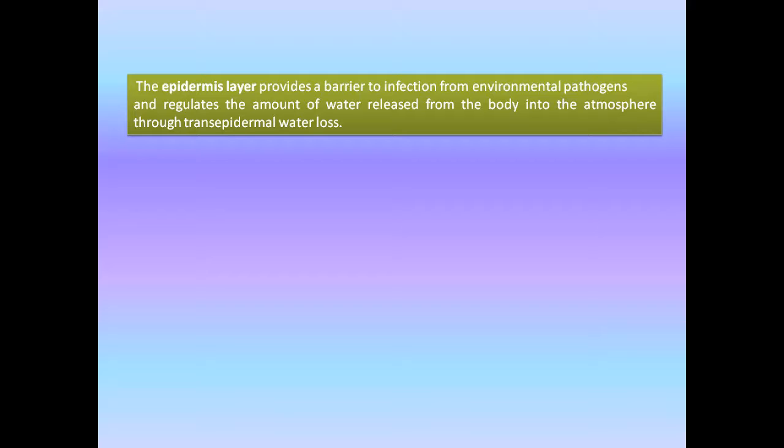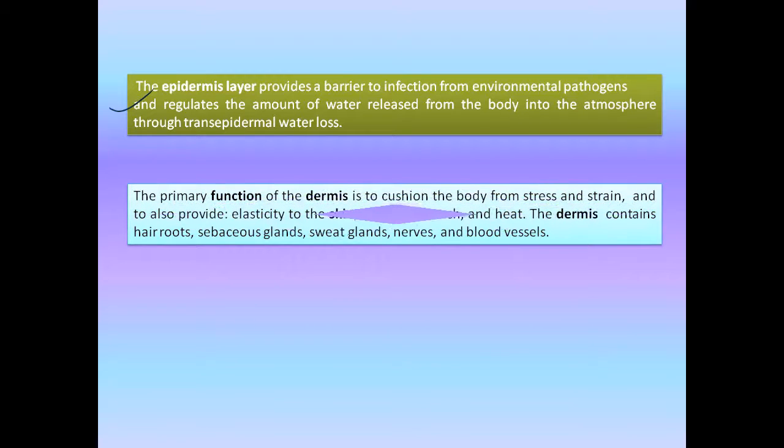The epidermis layer provides a barrier to infection from environmental pathogens and regulates the amount of water released from the body into the atmosphere through the transepidermal water loss. The primary function of the dermis is to cushion the body from stress and strain, and it also provides elasticity to the skin, a sense of touch and heat. The dermis contains hair roots, sebaceous gland, sweat glands, nerves, and blood vessels.